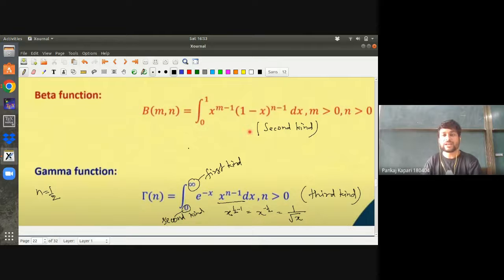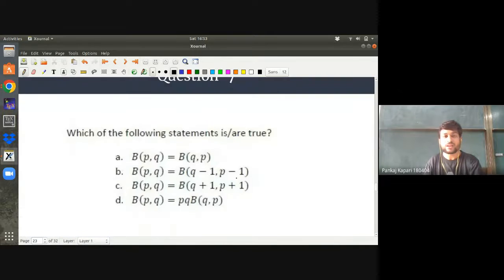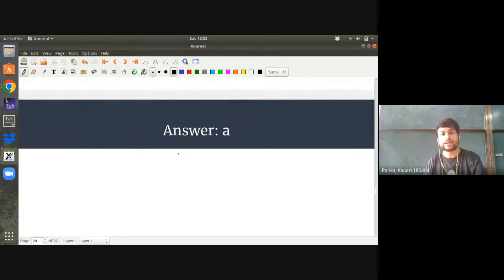Okay, so these are beta and gamma functions, and in the seventh problem you have to find out which of the following statements are true. Notice that here we have p comma q and here we have q comma p. So this problem asks: if you change these from pq to qp, what will happen? Will they become the same, or will they not be equal? Let's find out.